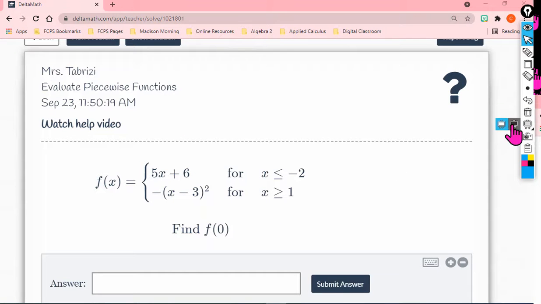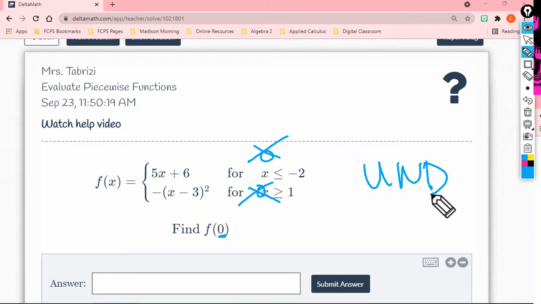Okie dokie, 0. 0 fits nowhere. Nope, not here. Undefined. Okay, new problem. You're just going to hold up the answer, whatever it evaluates to.